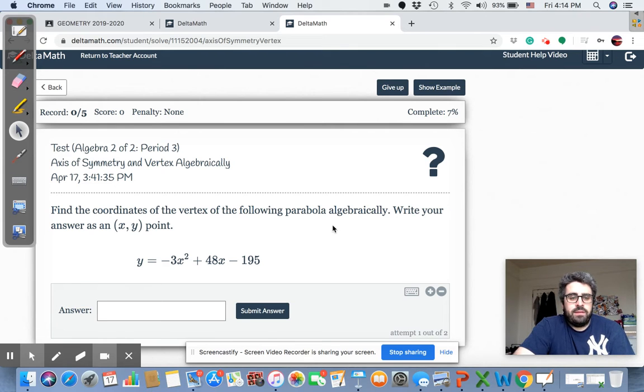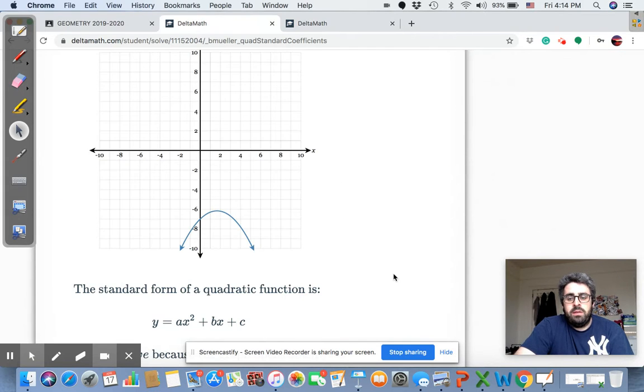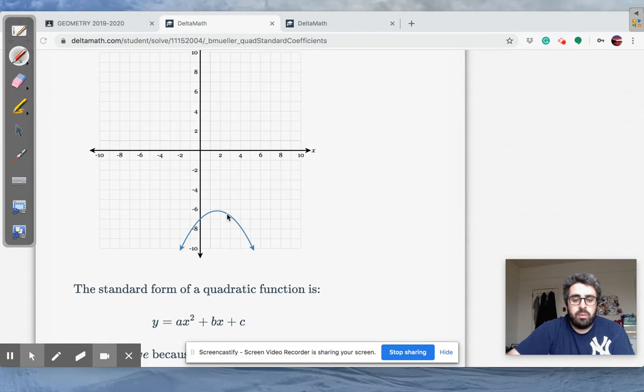Okay, so the last types of problems that you'll see in this assignment are where you're asked to find the axis of symmetry or the vertex algebraically. So just to refresh your memory, the vertex is always either the highest or the lowest point on the parabola. So in this particular parabola here, because it opens downward, the vertex is the highest point, which is roughly about where I'm putting that dot.